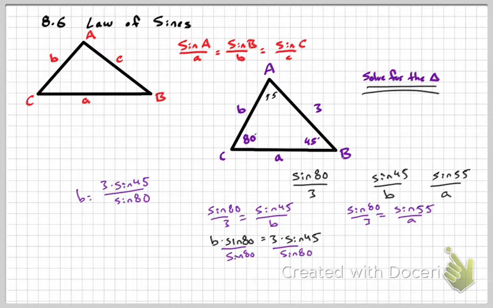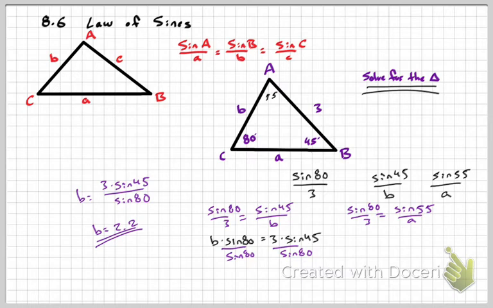I get B equals 2.15, or 2.2. Okay, so again, you would just do 3 times the sine of 45. Whatever you get there, just hit the division button, and then it should pop up on your calculator, ANS divided by sine of 80, hit enter, get 2.15, or 2.2.